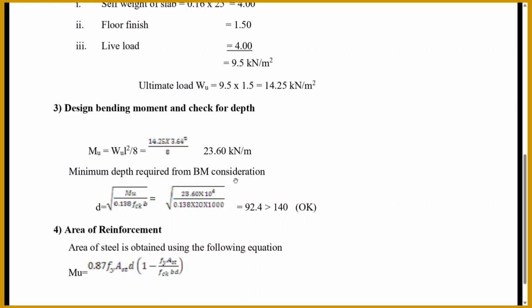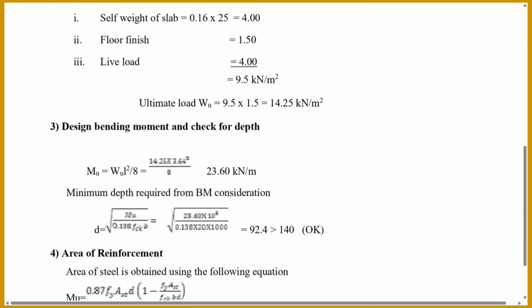So this is the check for the minimum depth. The formula from the code for the minimum depth is Mu is equal to 0.138 FCK B D square. From that, you derive D equal to under root Mu upon 0.138 FCK B. B is considered as 1000 mm, because we will design all slabs as 1 meter per 1 meter. For that, Mu is given as 23.6 kilonewton.